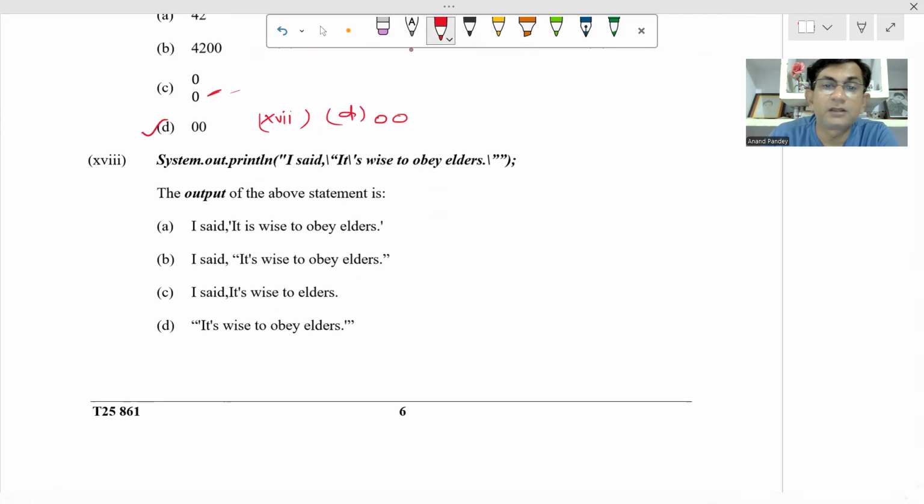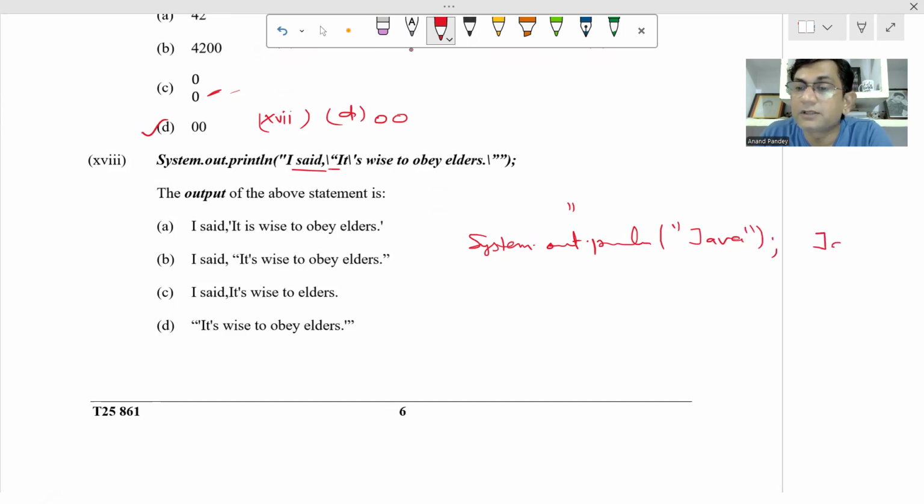I said, then comma. I'm telling you what will be printed. And here, double quotes come along with a slash. If you write System.out.println and write "Java" in double quotes, it will print Java. But if you want to print Java within double quotes, so that the output has the double quotes as well, how will you write it? If you write double quotes inside double quotes like this, you'll get an error message.